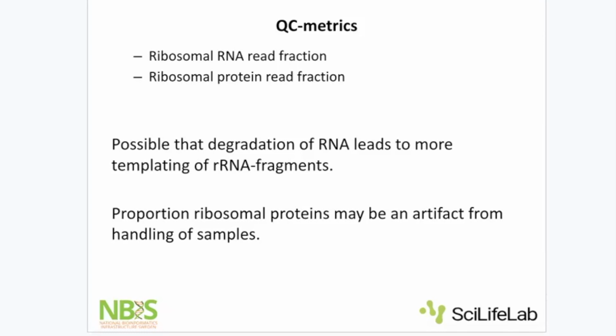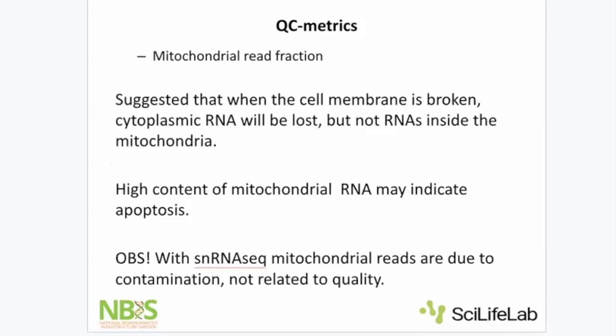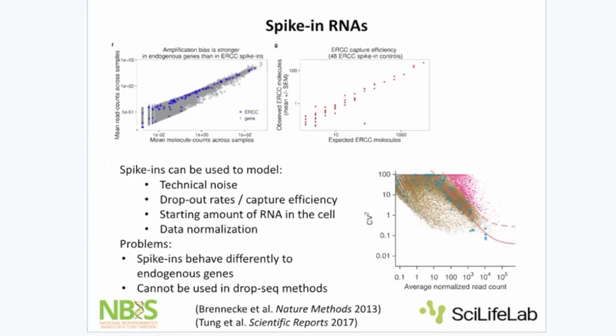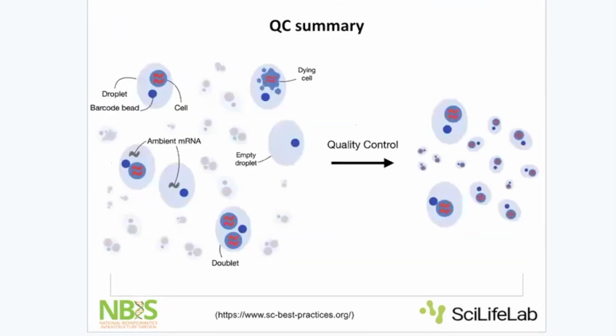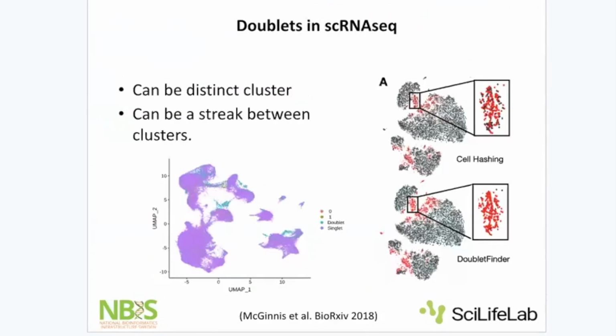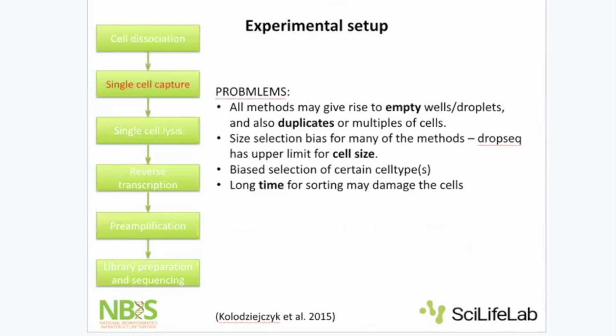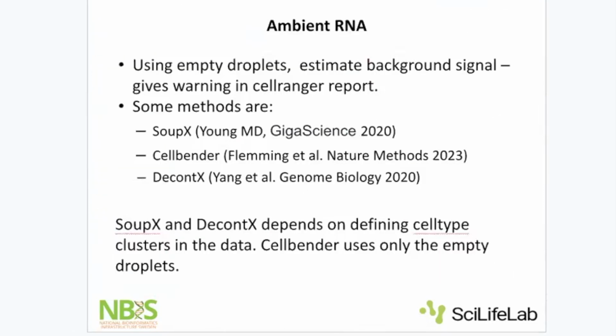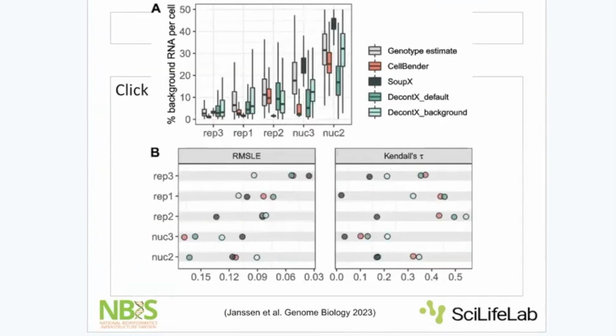Yes, ambient RNA cannot be removed, right? We only know that it's there, but it is there. So if it's too high, better not to use that sample. It can be removed. I mean, that's these methods. Here are some methods, and here they are also evaluated on how well they work at removing.